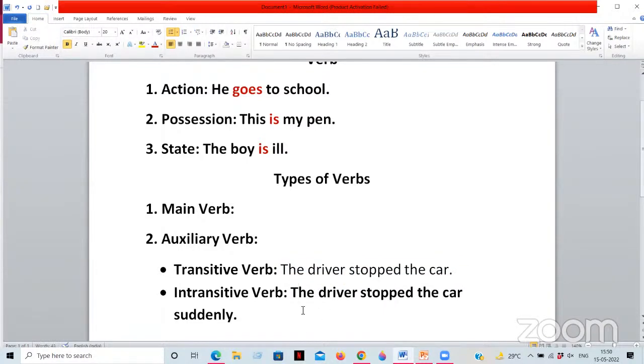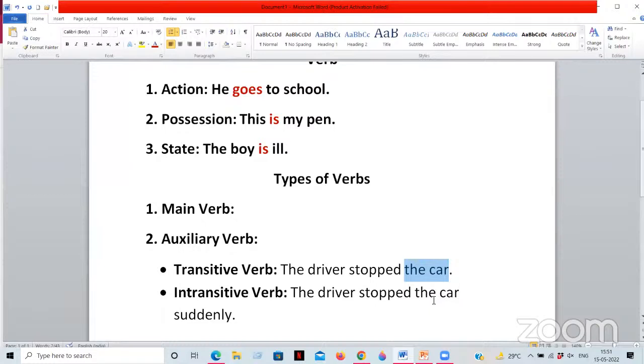Now, why doesn't it have an object? What is the definition of an object? How does an object actually get its quality of an object? To become an object, it must be a noun or pronoun. So if you look at this sentence, the object is a car. Car, that means a noun. So that's why it is called an object.